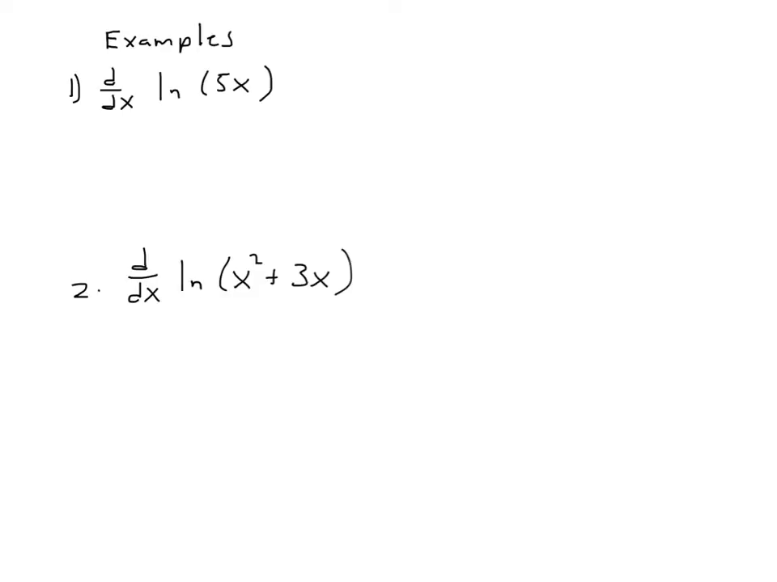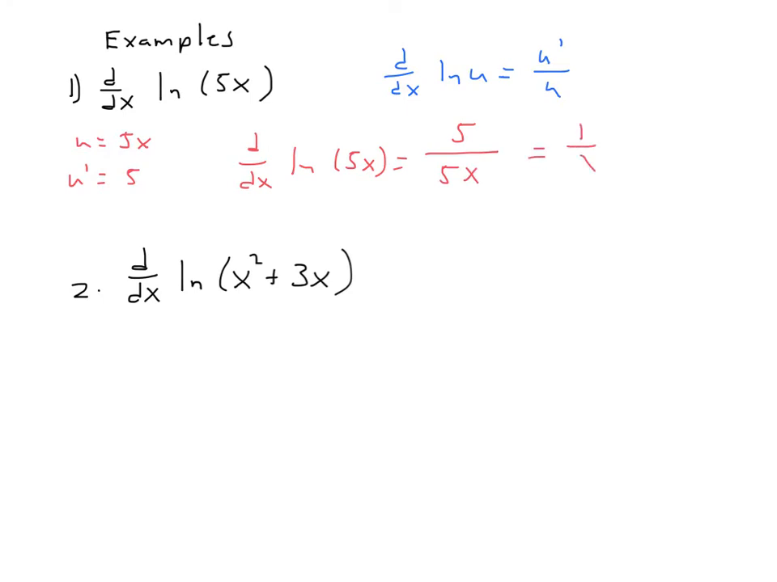Let's look at the first example that we have, which is that we want to find the derivative of the natural log of 5x. Well, what happens with this one? We're going to look at the property that we just talked about, that the derivative with respect to x of the natural log of u is going to be equal to u prime over u. So in this case, I can say that u would equal 5x, and then u prime is going to be 5. So the derivative with respect to x of the natural log of 5x comes out to equal 5, u prime, over u, which is 5x, and when you reduce it, it's 1 over x.